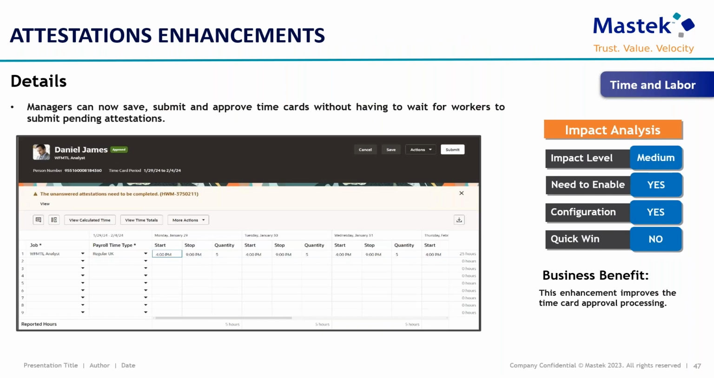Moving on to the next feature, attestation enhancements. By using this feature, manager will be able to approve the time card entries without receiving any pending attestations from the employee. So if they are sure and they knew that the employee worked over there and there is a deadline to submit the time card, they can approve the time card without receiving any kind of attestation.